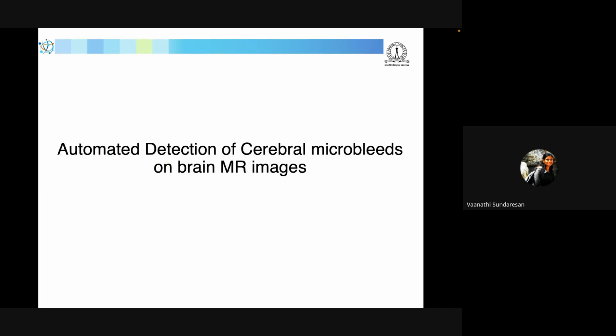The second use case I'm going to talk about. So far we saw images of the eye retina. Now we are going to see images of the brain, right? So how can we detect cerebral microbleeds on brain MR images?